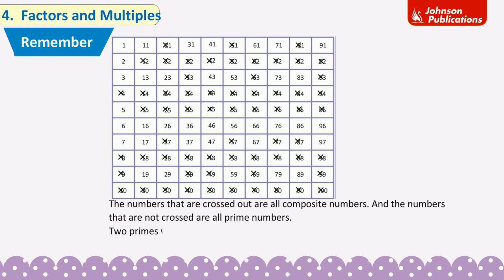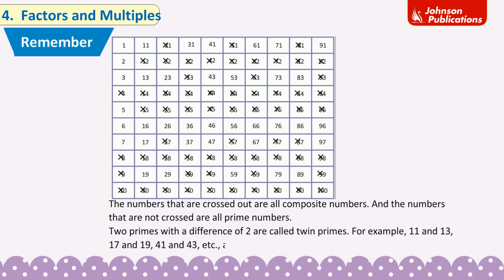numbers. Two primes with a difference of 2 are called twin primes. For example, 11 and 13, 17 and 19, 41 and 43, etc. are the pairs of twin primes.